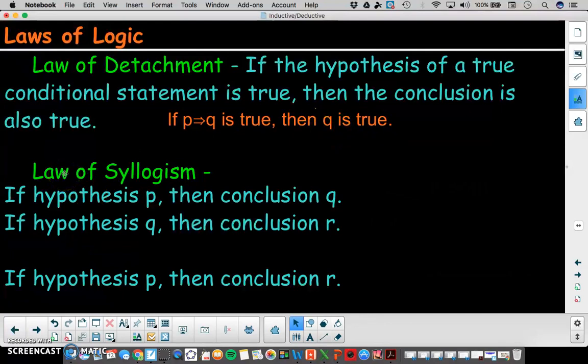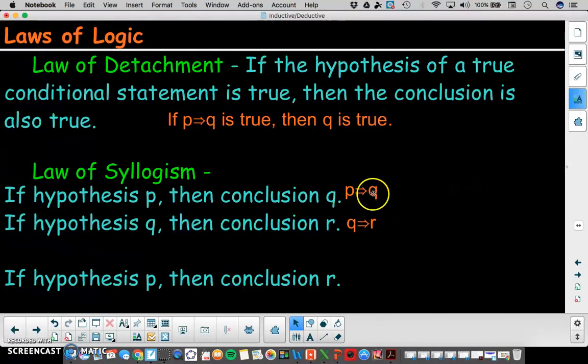Second is the law of syllogism. This considers three statements. We have if the hypothesis P, then conclusion Q. So that is our P implies Q statement. Then, if hypothesis Q, then conclusion R. This is Q implies R.